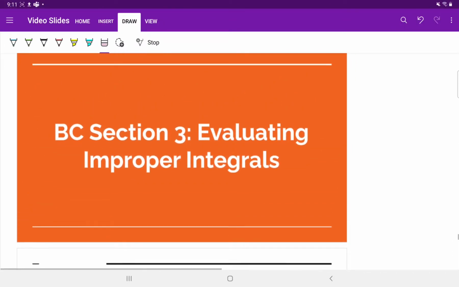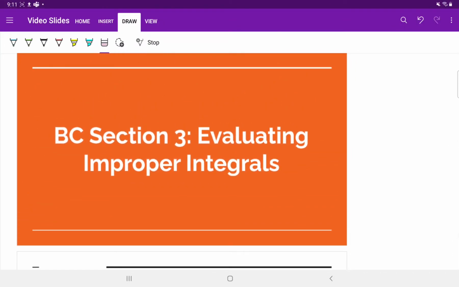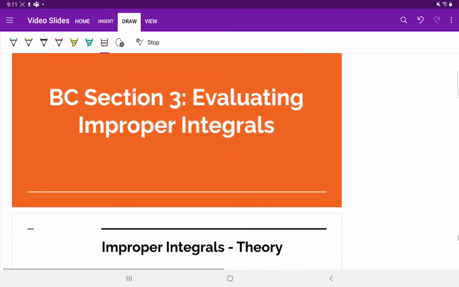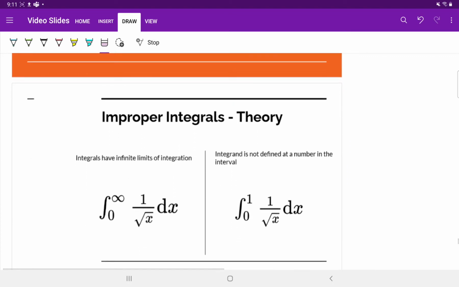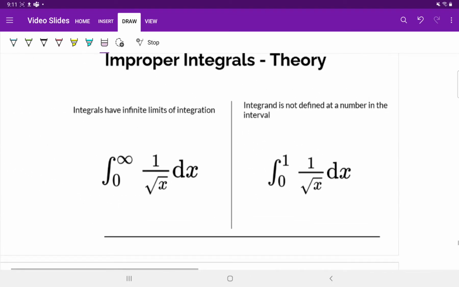Students, welcome to the final section in this Unit 6, specifically for BC students, evaluating improper integrals. Earlier, when we were learning about integration, one of the little caveats that I said is that you can only integrate over a defined domain. However, that veil is pulled back with BC. We can have situations where we're looking to integrate over situations where it's undefined at a specific point.